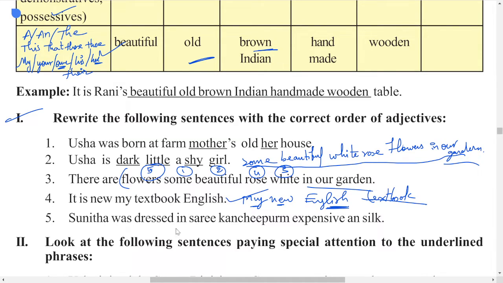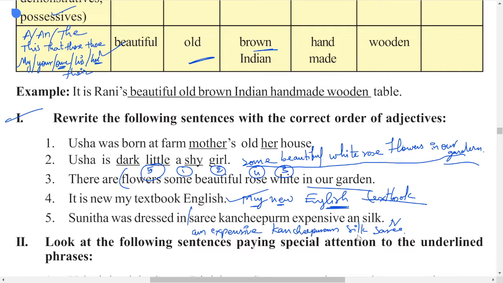Next one, Sunita was dressed in sari Kanchipuram expensive silk. Okay, what is the order here? Sunita was dressed in, till here it is fine, in what? In an expensive Kanchipuram silk sari. Sari is the noun here.